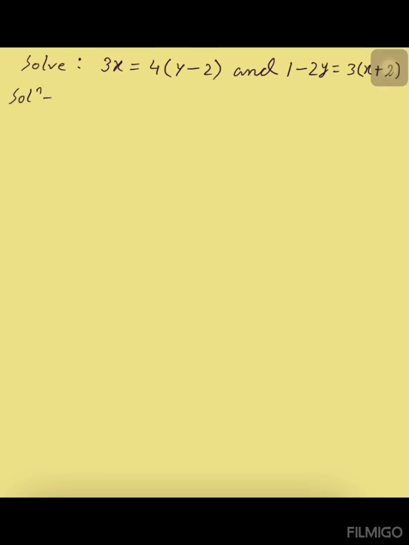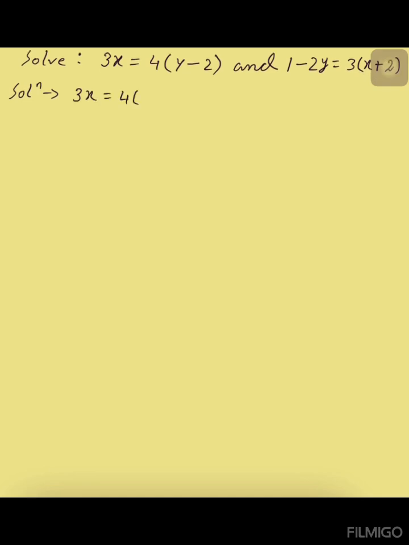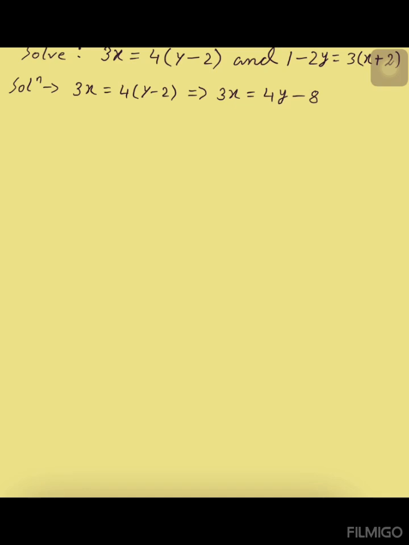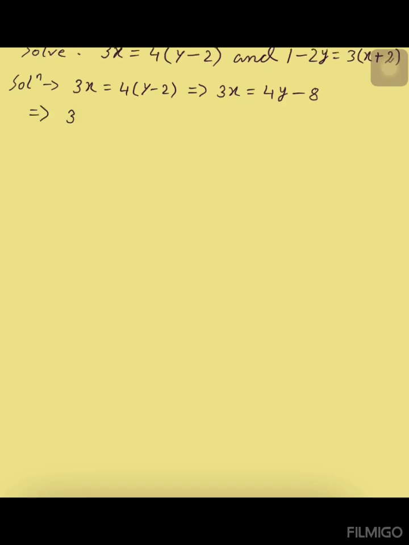So let us take the first equation: 3x equals 4 bracket y minus 2. The first step would be to multiply this 4 with the terms inside the bracket. So open the bracket first. So 3x equals 4y minus 8. 4 into y is 4y, 4 into 2 is minus 8. And take this 4y minus 8 to the left hand side. So after 3x I have written minus 4y, then plus 8. This is equation number 1.